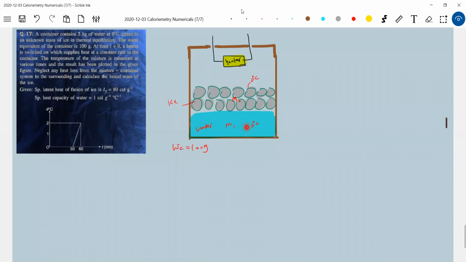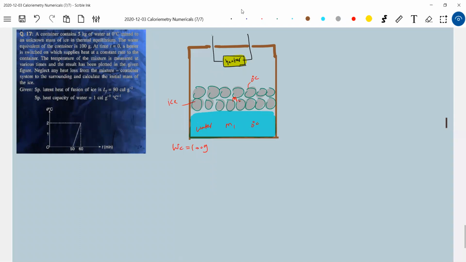Tell me, first what will happen as I switch on the heater? Temperature of water will increase, temperature of calorimeter will increase, temperature of ice will increase, or ice will melt. This is common sense. Sir, how do I come to know? This is the nature's phenomena. You must know nature very well.